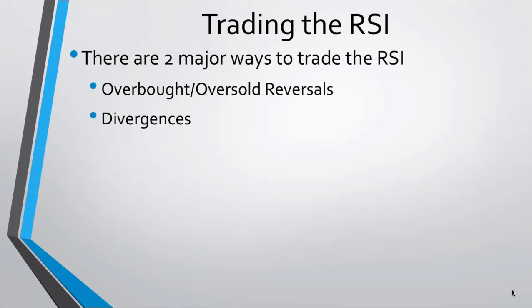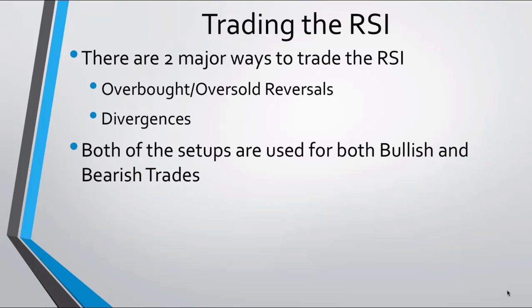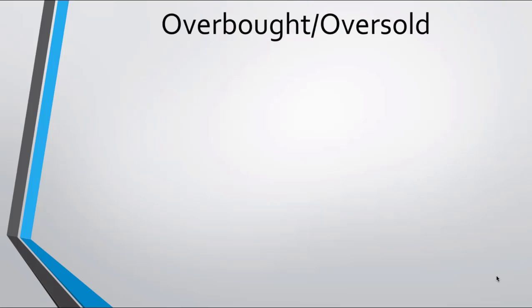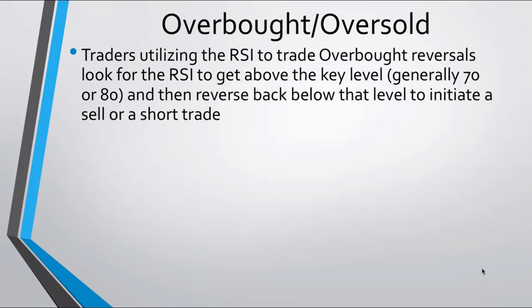There are two major ways to trade the RSI: overbought and oversold reversals and divergences. Both of the setups are used for both bullish and bearish trades. So let's talk about overbought and oversold.